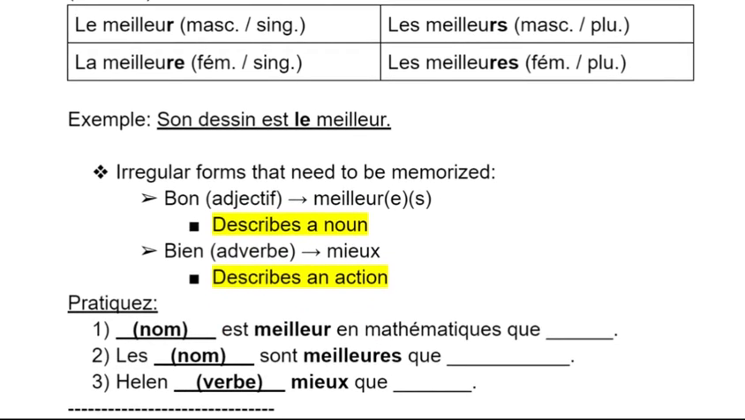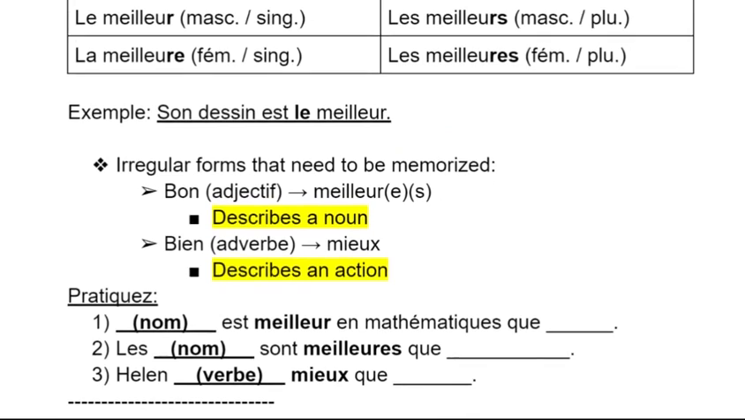So here, for some practice questions, you're going to come up with a noun, and it's better in math than another noun. Les, whatever noun you're going to choose, sont meilleurs que something else, and then here you're going to be choosing a verb, and because it's a verb, you're going to use mieux because it's going to be describing that verb, and then que something.